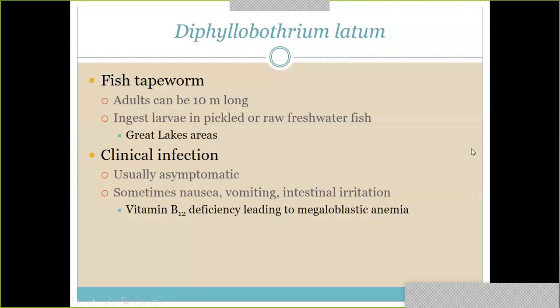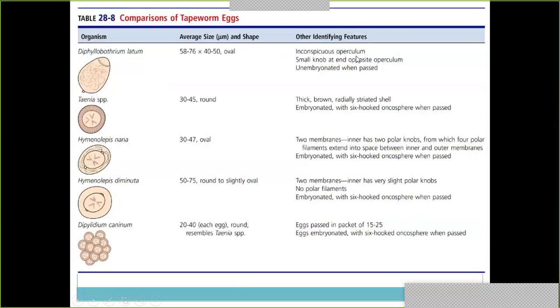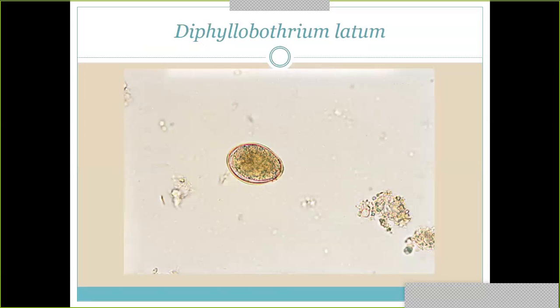All right, so we'll start with Diphyllobothrium latum. Again, raw freshwater fish. It is known as the fish tapeworm. You can see this in the Great Lakes area. So it's just important to always cook everything. There's what it looks like. When you go back to this chart, it talks about how it has an operculum, that cap-like covering, but it's inconspicuous, meaning it is not going to be obvious that it's there. It is there, but it's not totally obvious. A lot of times it'll have a small knob at the opposite end. It is unembryonated, so there's not a thick wall to the actual egg. Those are the key features of Diphyllobothrium latum.